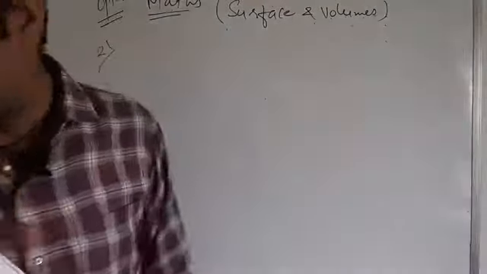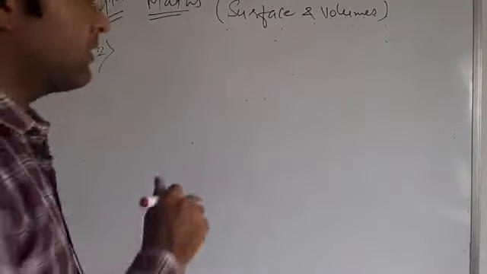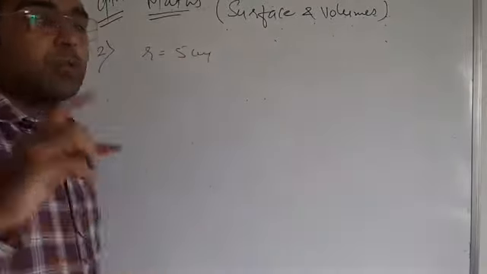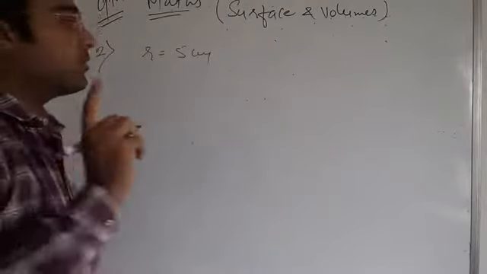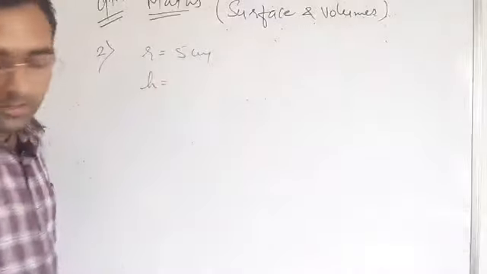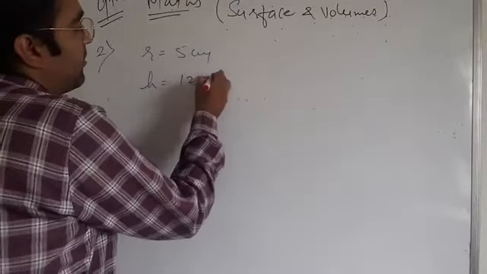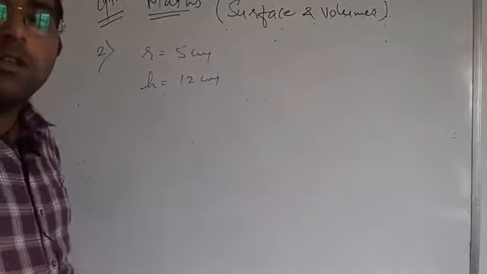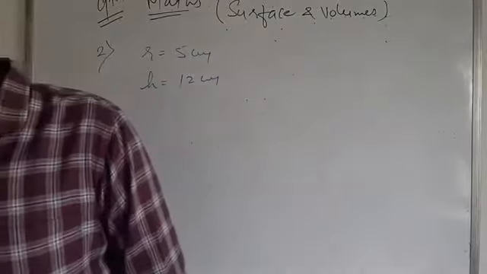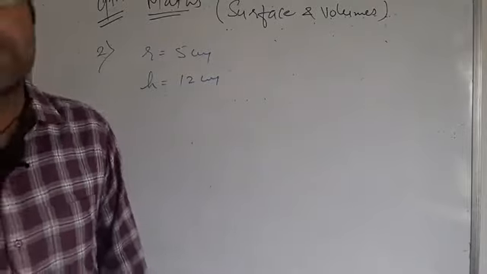Radius of the cone is 5 centimeter and the vertical height is 12 centimeter. As per the vertical height, I will take h as 12 centimeter. Vertical height is h, slant height is L. Find the area of the curved surface.